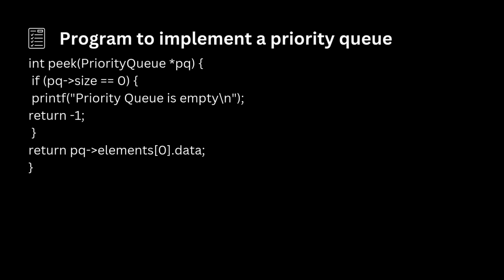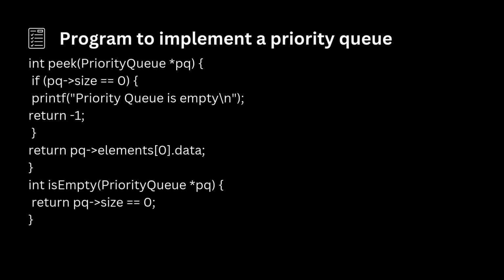After peek, now we will write the code for the isEmpty function. This function returns whether the priority queue is empty by checking if the size is 0. Now let's write the main function.